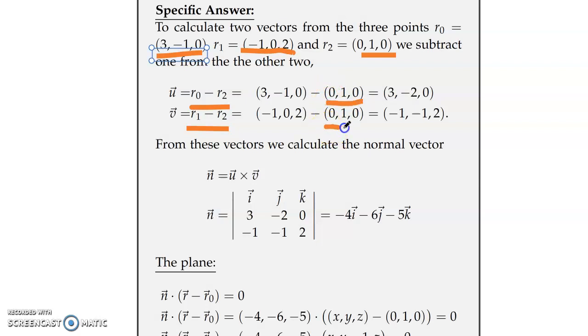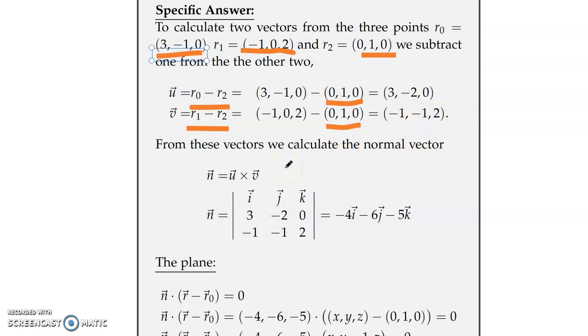Now, as a method, it's just always best to be consistent. It doesn't matter which one you choose to subtract, but always be the same. I'd also recommend that you choose the easiest one to subtract. (0, 1, 0) means you're only subtracting the middle term. So (0, 2, 3) minus (0, 1, 0) gives me (3, 2, 0). And (1, 0, 2) minus (0, 1, 0) gives me (1, -1, 2).